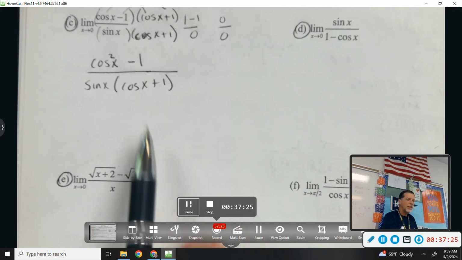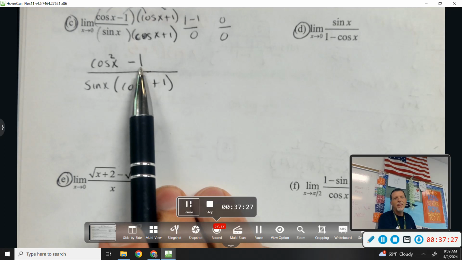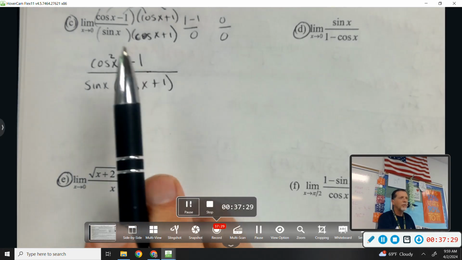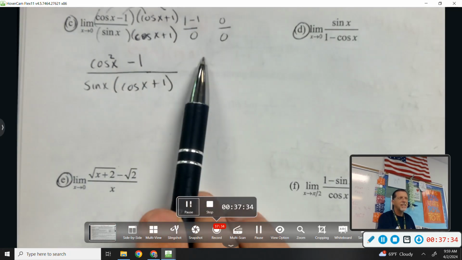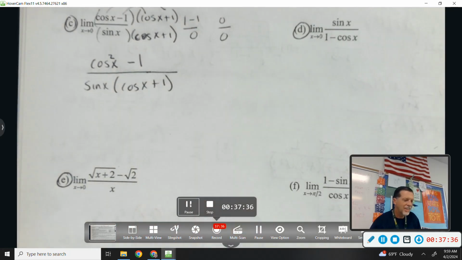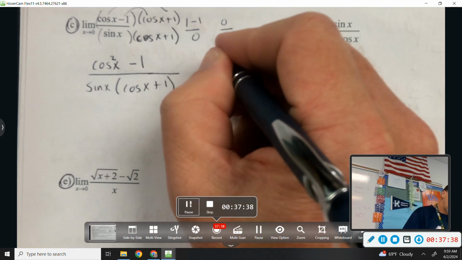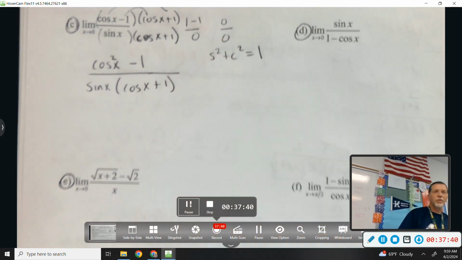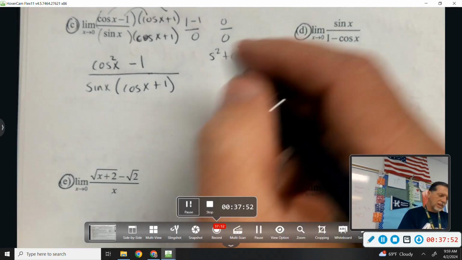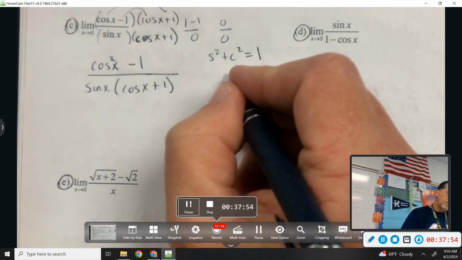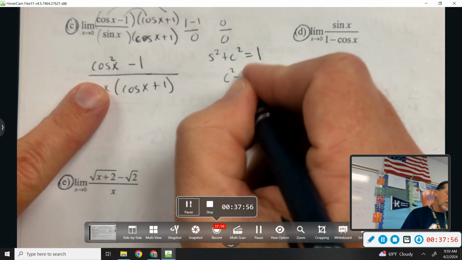If only there was some equation or formula that related cosine squared and 1, those trig identities. Sine squared plus cosine squared is 1. That's the way I memorize it. I can rearrange things, but sine squared plus cosine squared is 1. So cosine squared minus 1 would be positive or negative sine squared? Negative sine squared.